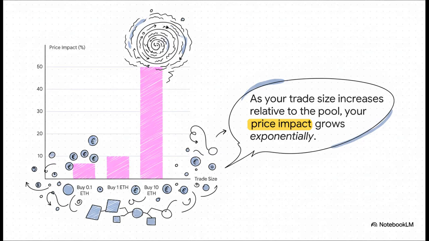And this effect, it's not linear at all. It gets exponentially worse. So look here, a small trade, maybe buying just 0.1 ETH, it barely moves the needle. You're looking at maybe a 1% price impact. But try to buy a whole ETH, which is a tenth of the entire pool, and bam, your impact jumps to 10%. Now, if you get really ambitious and try to buy 10 ETH, you cause a massive 50% price swing. The system is designed to punish large trades relative to its size.